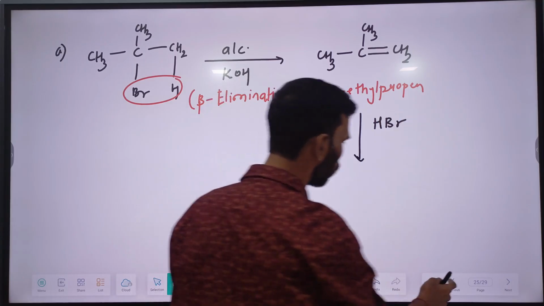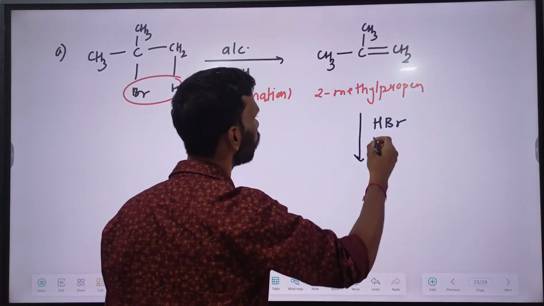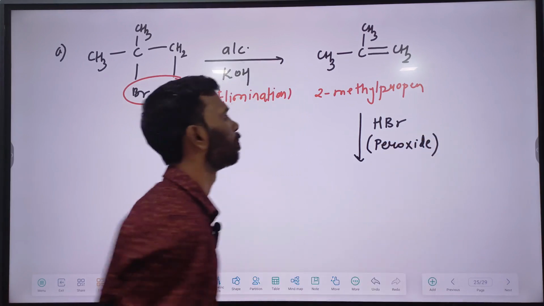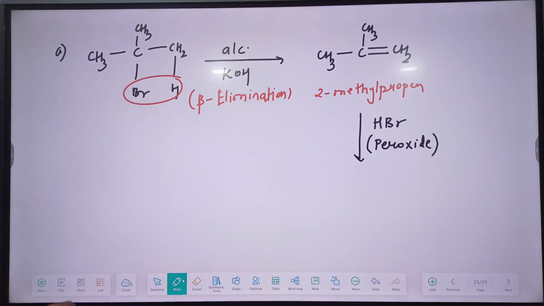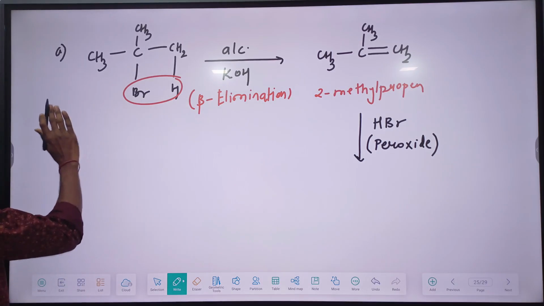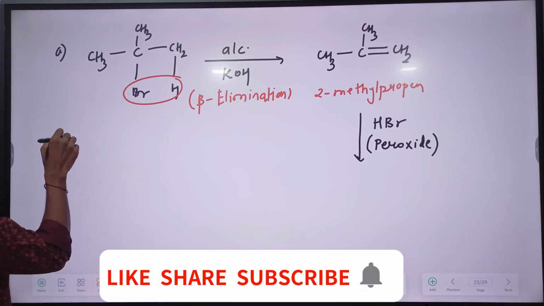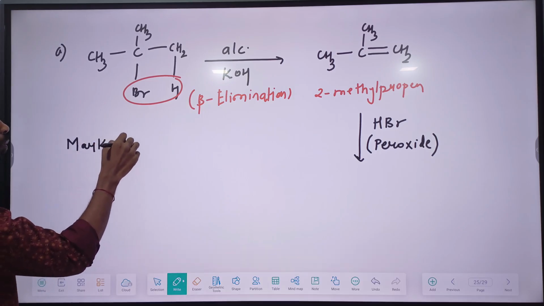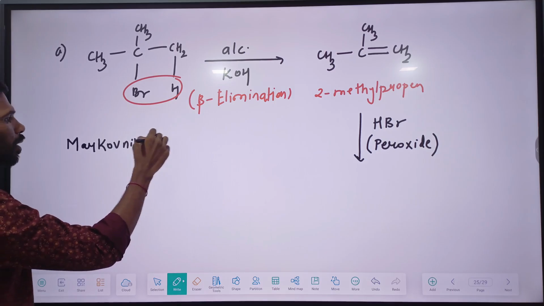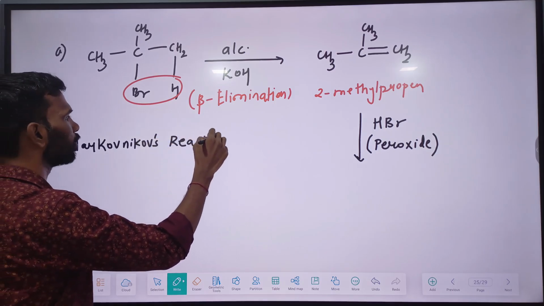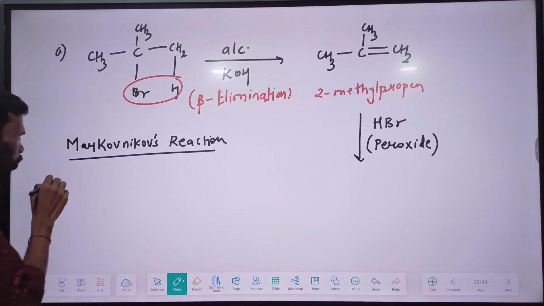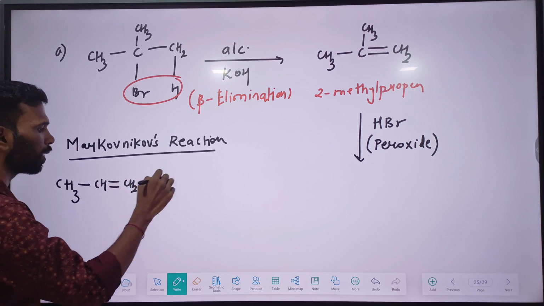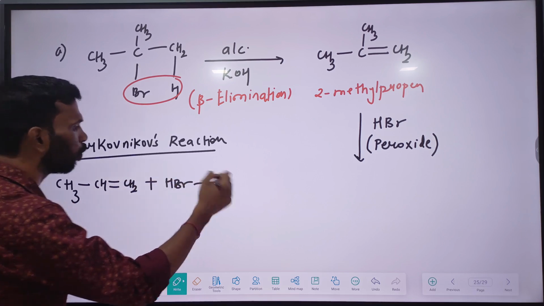And next thing, what they have written is HBr. HBr in the presence of what? Peroxide? Yes, it is written in the presence of peroxide. There are 2 reactions of HBr with an alkene. One is called Markovnikov's reaction. I'll illustrate this. Let's say you have this asymmetric alkene plus HBr. It will follow Markovnikov's rule.